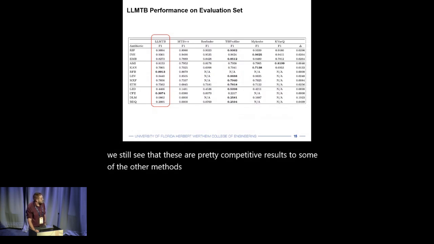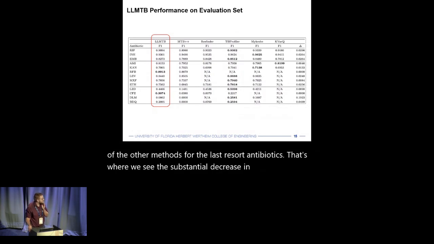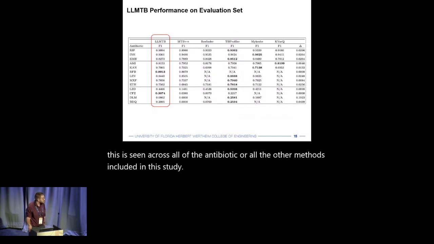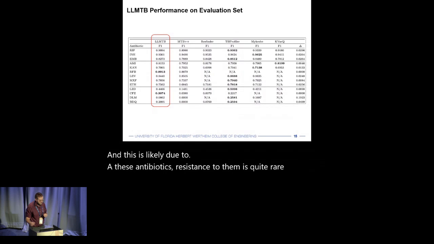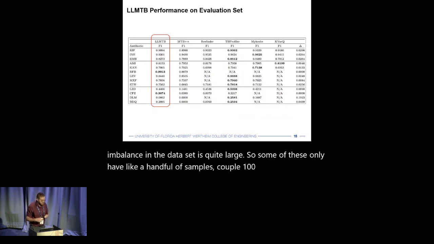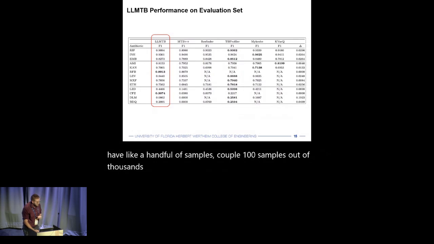For the last resort antibiotics, that's where we see the substantial decrease in performance, and this is seen across all of the other methods included in this study. And this is likely due to resistance to these antibiotics being quite rare, so their imbalance in the data set is quite large. Some of these only have a handful of samples, a couple hundred samples out of thousands. So that's likely why we're seeing this decrease in performance with the large language model.